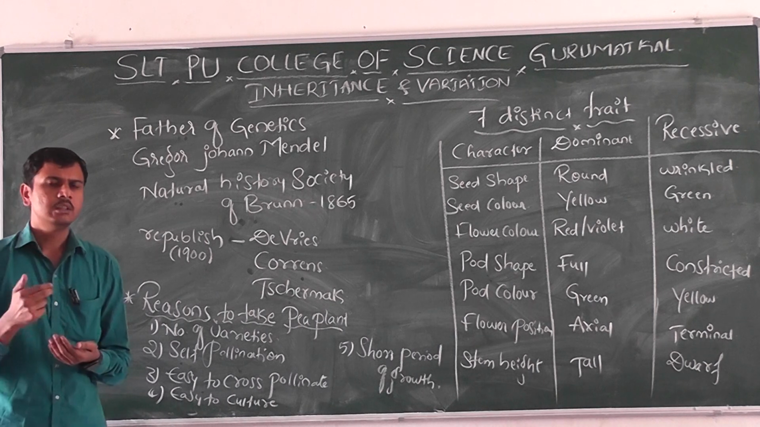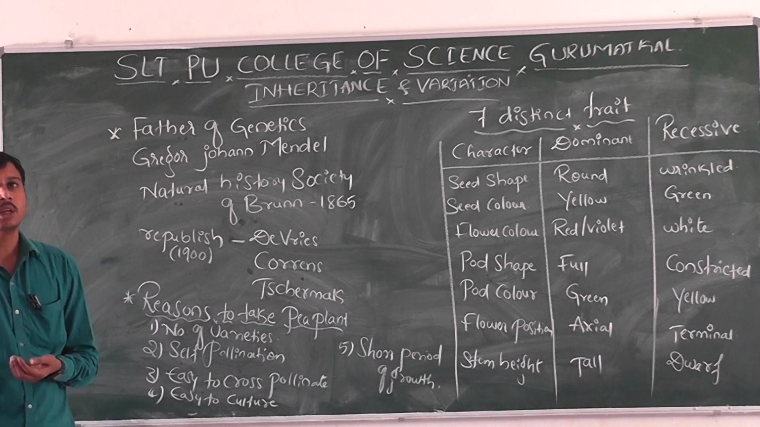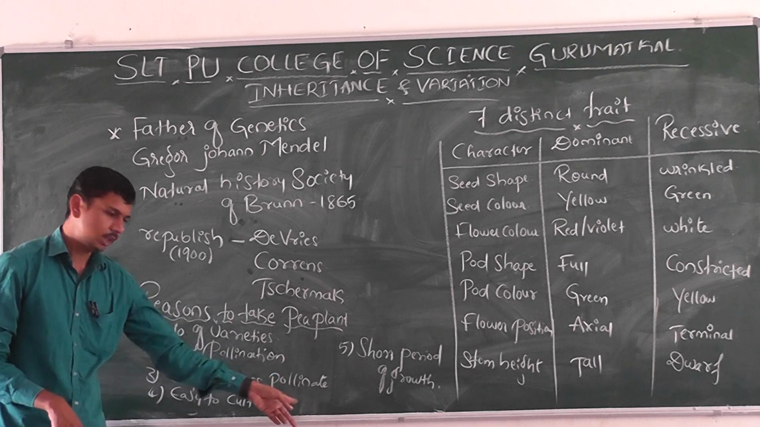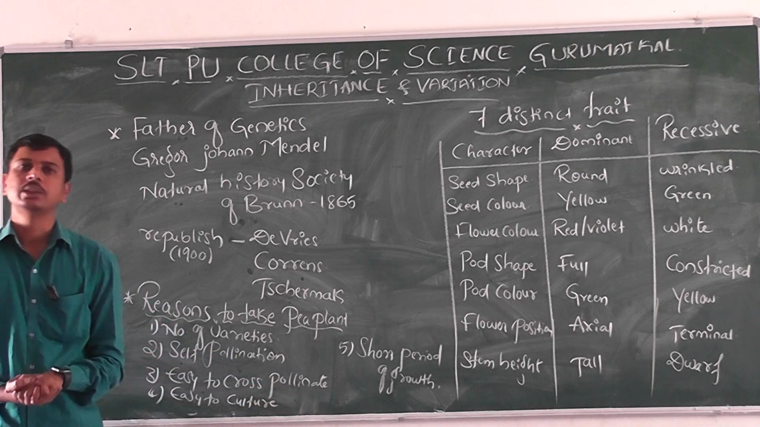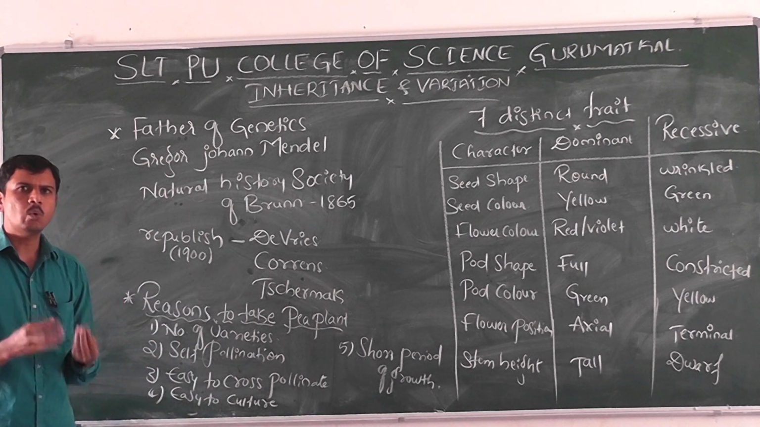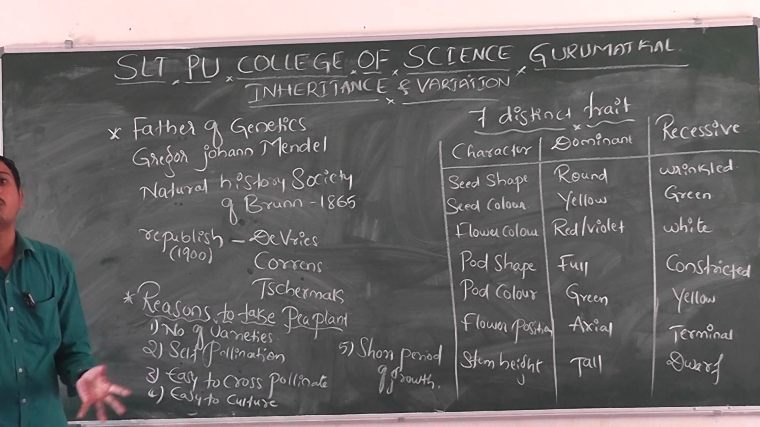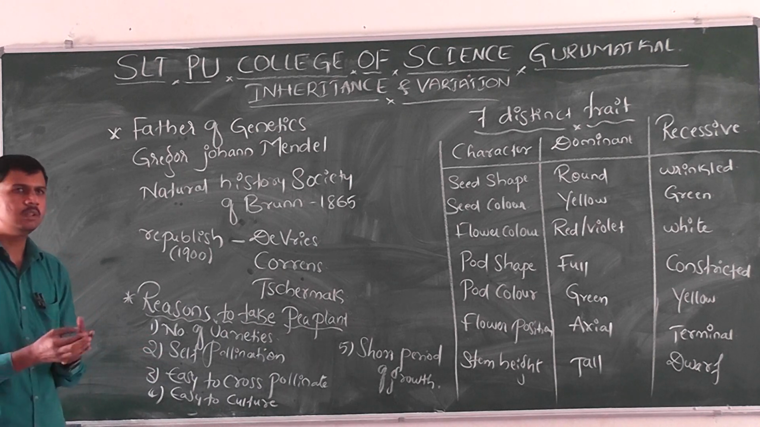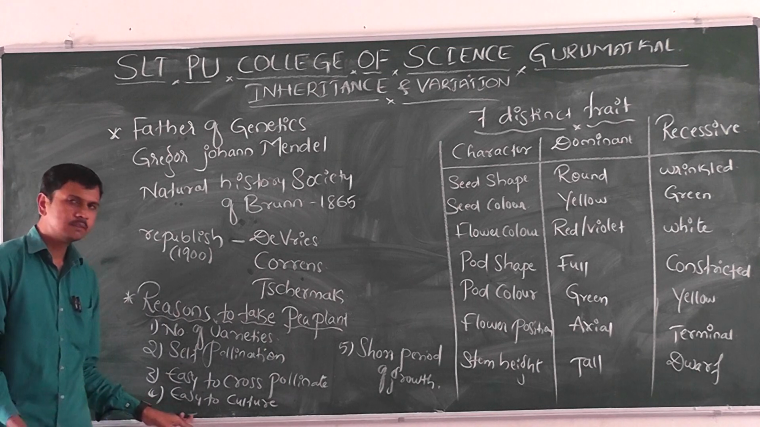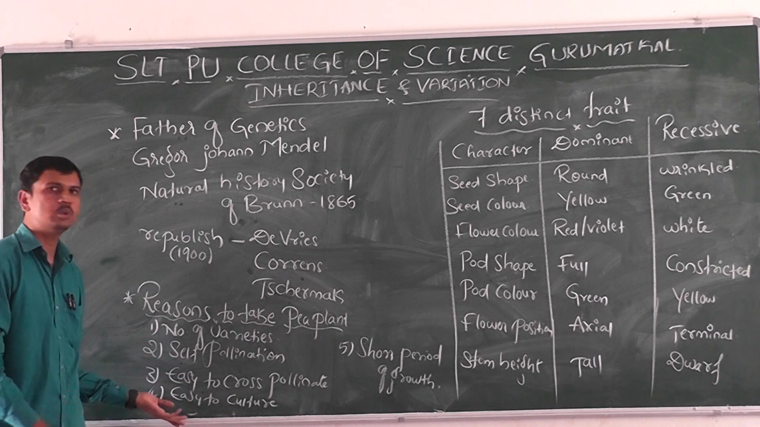Otherwise we can say the transfer of a pollen grain from one flower to another flower of the same species is called cross-pollination. Then, easy to culture. Easy to culture means you can grow the pea plants in an open field or in a small pot. Wherever you need, if you get fertile soil, you can grow them in the open field, and a small pot is also capable of growing pea plants.